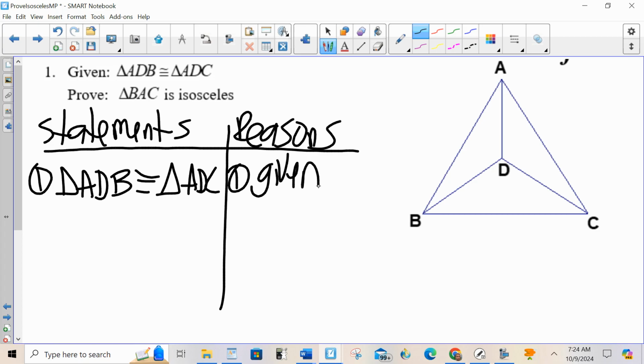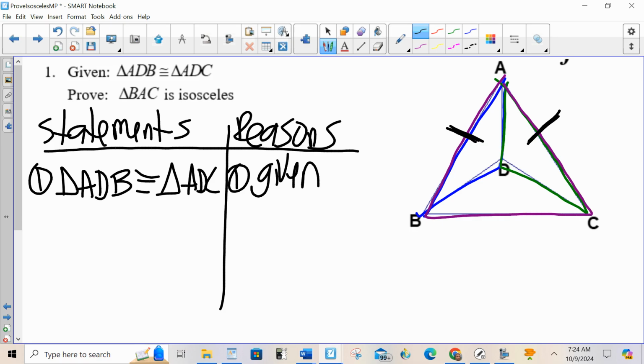So if these triangles are congruent, the blue and the green, I ultimately want to prove that this purple triangle is isosceles. So, do any of the corresponding sides or angles of the blue and the green triangle make the purple isosceles? The answer is yes. If these triangles are congruent, then these sides must be congruent by CPCTC. And if those sides are congruent, look, now this purple triangle has two congruent sides and must be isosceles.